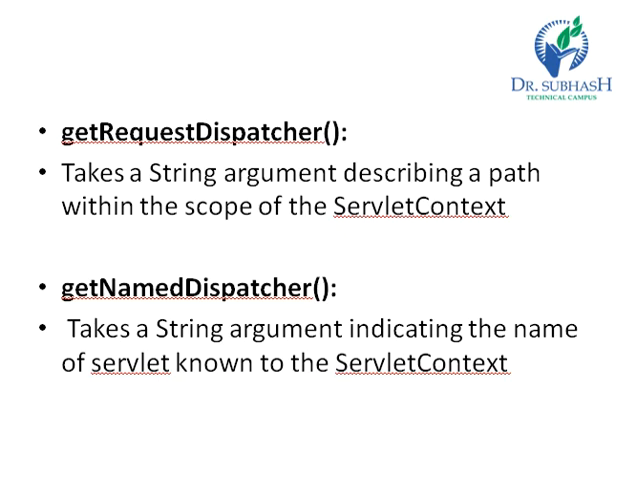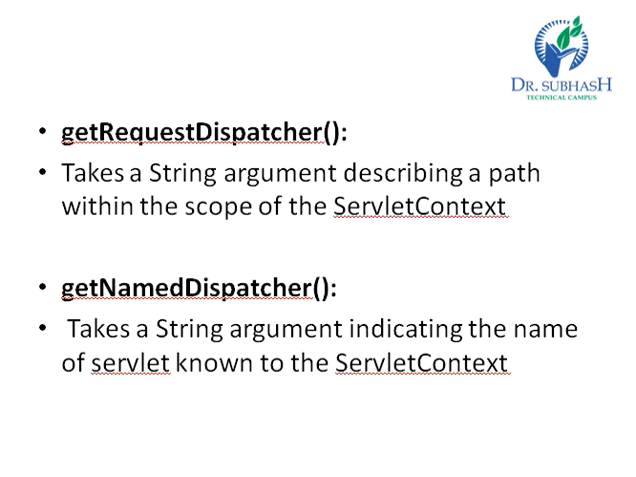Servlet, wrap it with a RequestDispatcher object and return it, while the getNamedDispatcher method takes a string argument indicating the name of the Servlet known to the ServletContext. If a Servlet is known to the ServletContext by the given name, it is wrapped within a RequestDispatcher object and returned.